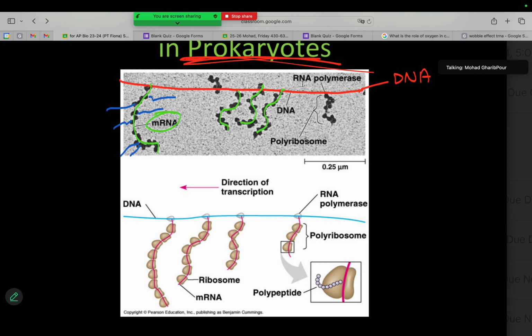And you guys have to know, the shorter side of the mRNA is going to have the shortest protein chain, like so. And then once the ribosome moves down, it's going to create longer and longer pieces of protein.